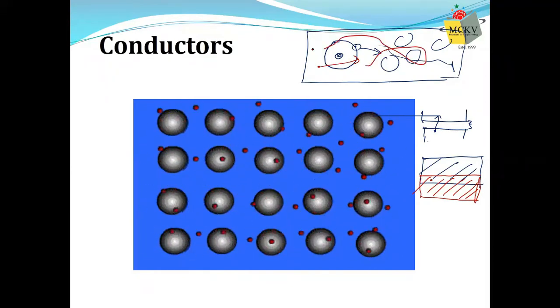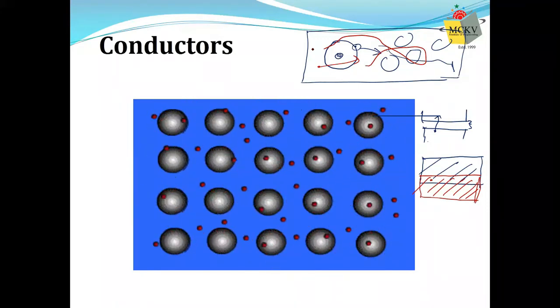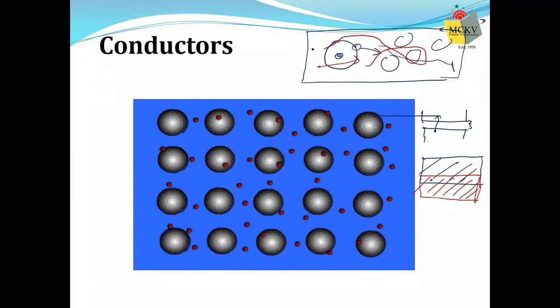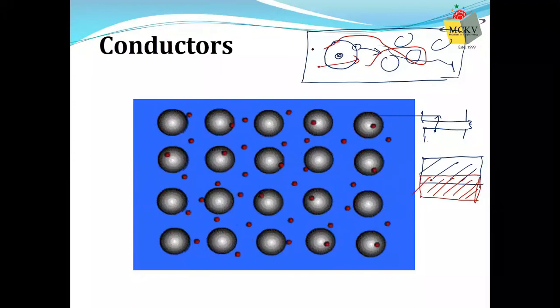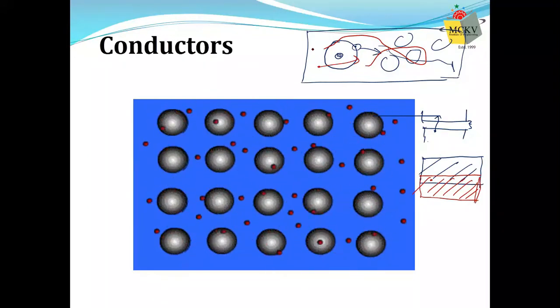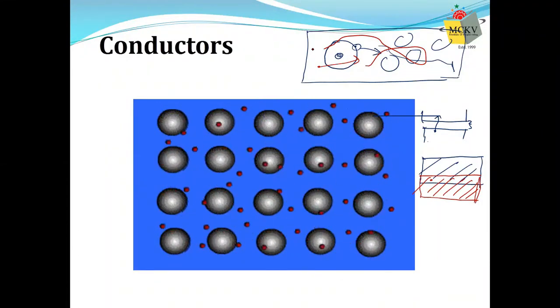So this is the case of conductors. You understand, in case of conductors, either the band gap between the conduction band and valence band is very small, or the conduction band and valence band just overlap with each other, so that plenty of electrons are free. A good number of electrons are actually free.